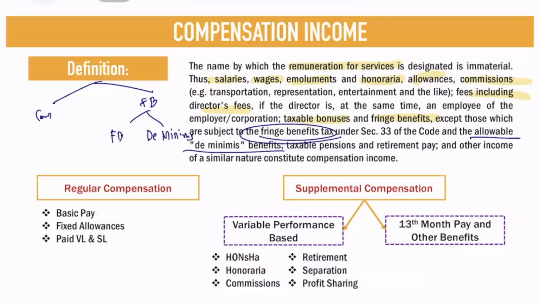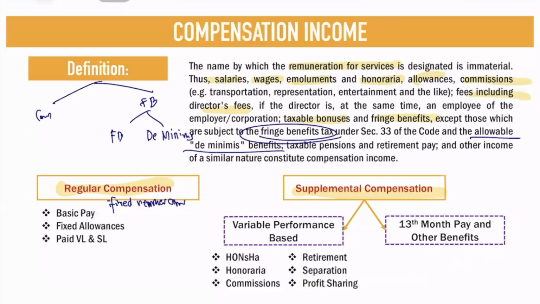So again, we said compensation income is composed of regular compensation and supplemental compensation. So under regular compensation, these are your fixed remuneration for services. Fixed remuneration. That was the first sentence earlier in our definition.